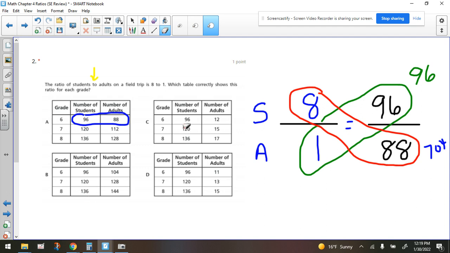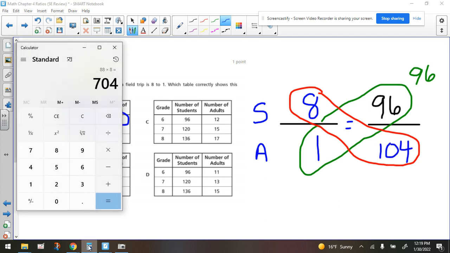All right, so what's interesting is that they give 96 students consistently. In fact, the numbers in the first column are the same throughout each table. So that means we really have to explore the idea of looking at the number of adults. So if we look at the number of adults for choice B, if I just erase this and change that number to 104, is there any way that that's going to equal 96? So if we just look at the cross products, hopefully you can just use estimation to tell that it's going to be way over 96.